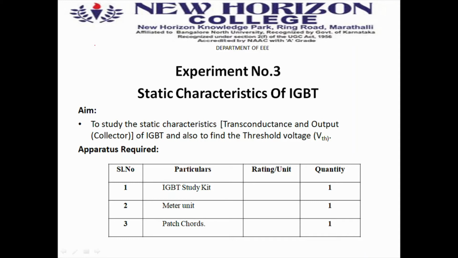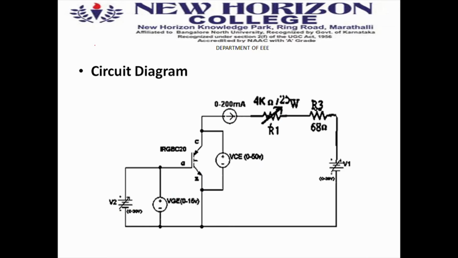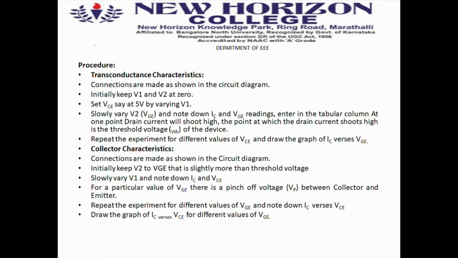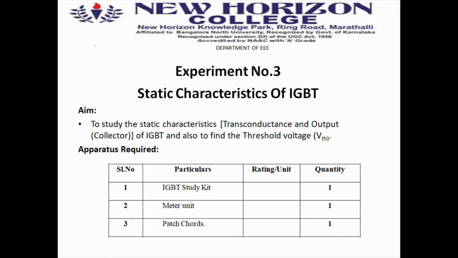Here, instead of the term drain characteristic, they use the term collector characteristics, because the terminals in the MOSFET are drain, source and gate, but here the terminals are different. You can check the terminals are collector, emitter and gate. That is the reason they use the term collector characteristics, which is again nothing but output characteristics. So we know the reason why they use the terms transconductance and output characteristics.